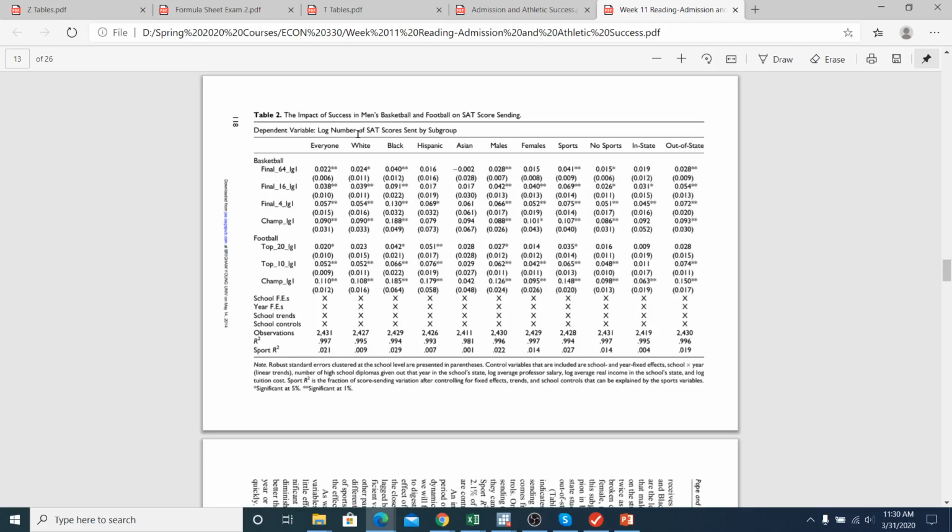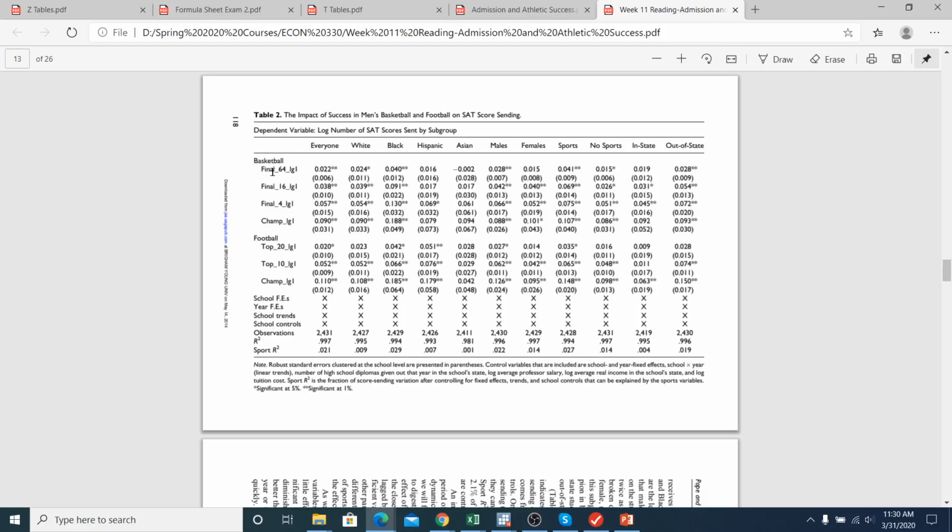So the y variable here is the log number of SAT scores. So like I said, we won't focus on using these natural logs. They have a slightly different interpretation, which is that this is going to be the effect not on the number of SAT scores sent, but the increase in the percent of SAT scores sent. But here I just want to focus on the direction. Right? I want to focus on the directional changes.